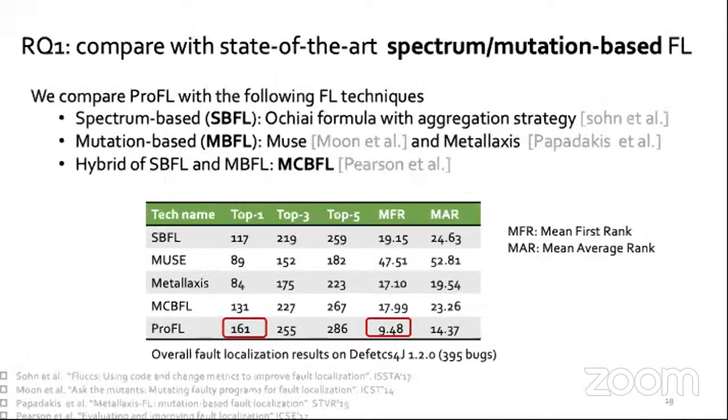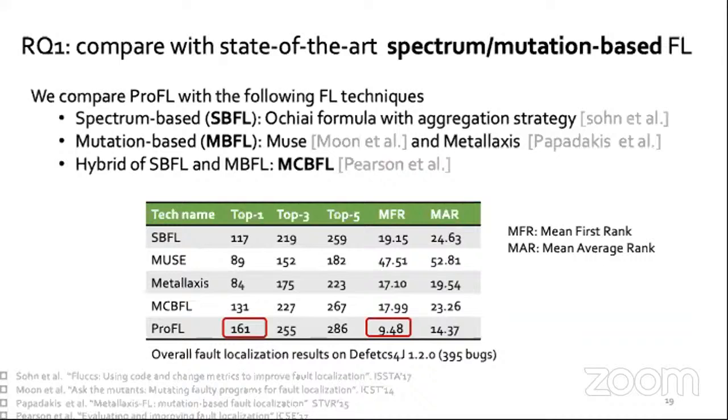Right. In the first RQ, we compare ProFL with spectrum and mutation-based fault localization techniques. In particular, for the spectrum technique, we use the Ochiai formula with aggregation strategy, and for the mutation-based technique, we use MUSE and Metallaxis. We also compare with the hybrid approach MCBFL. All these techniques are state-of-the-art in their belonging category.